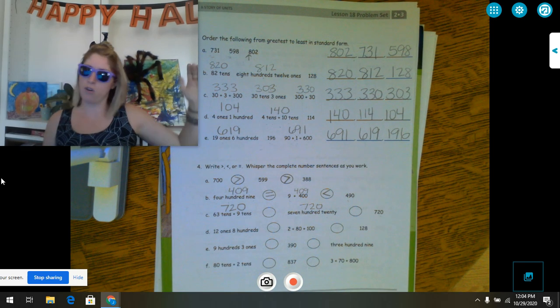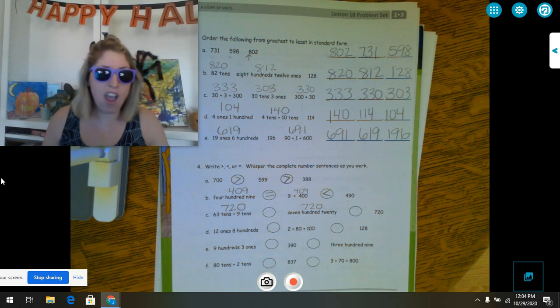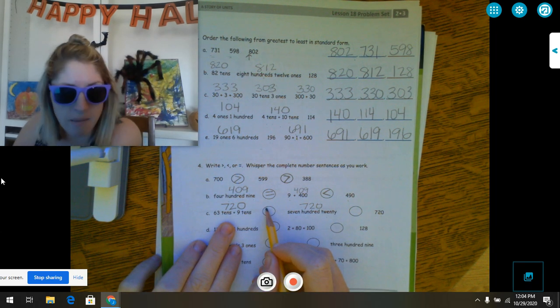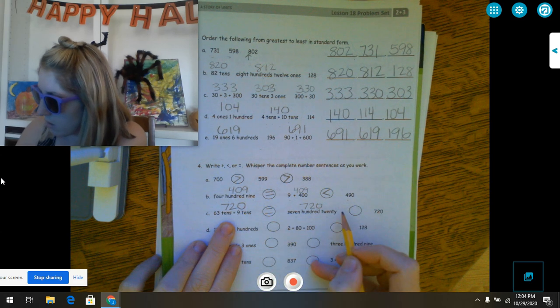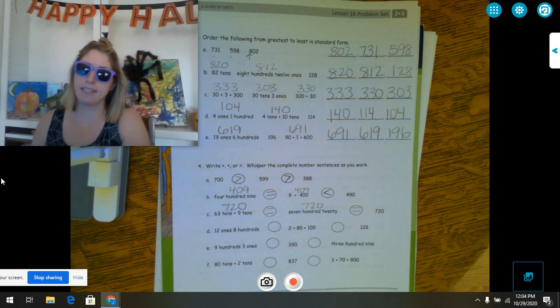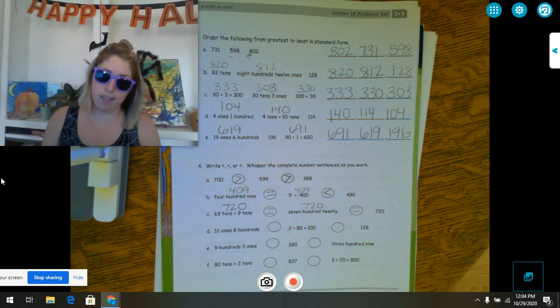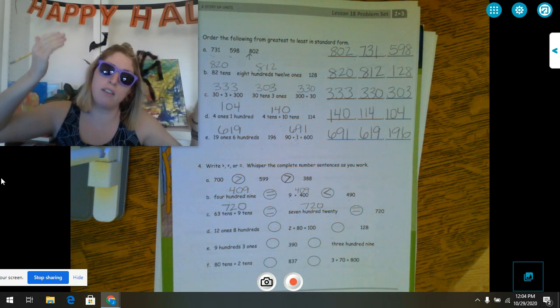Oh my goodness, what do you notice about this whole row? They all say 720. They all need what in the middle? Equal signs. 720 is equal to 720. And 720 is also equal to 720.